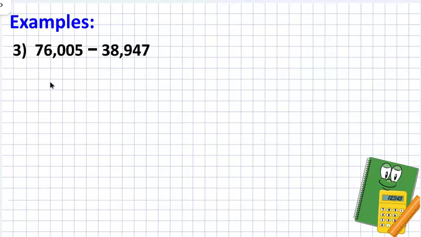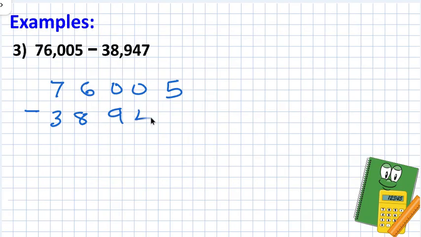So here we have 76,005 minus 38,947. Okay. All right, so for the first column, we have 5 minus 7. You know, that's not possible. So we need to borrow. So we can't borrow from this 0 or this 0. So we need to borrow from 6.